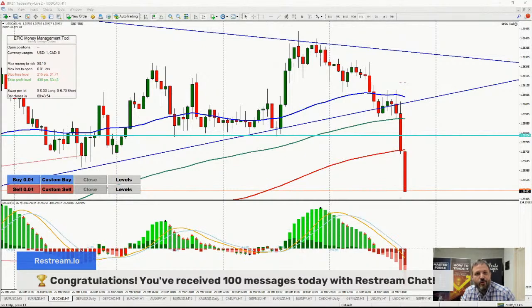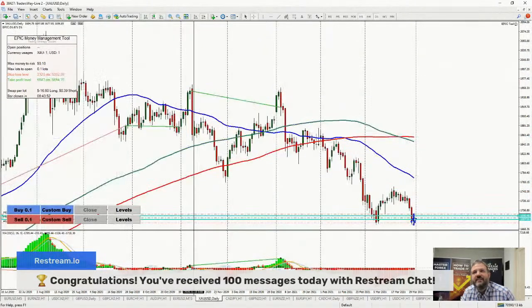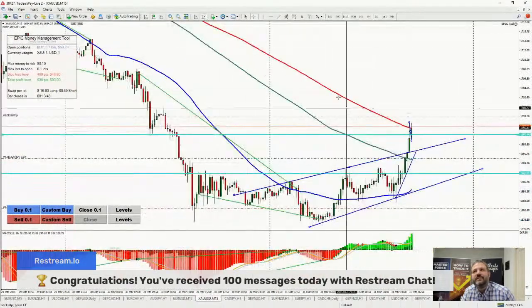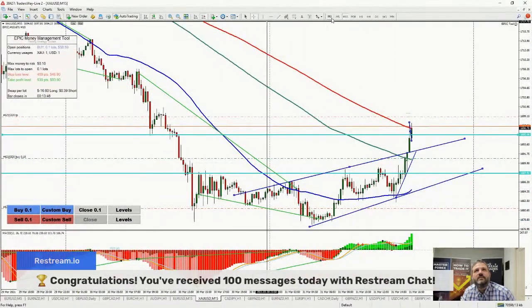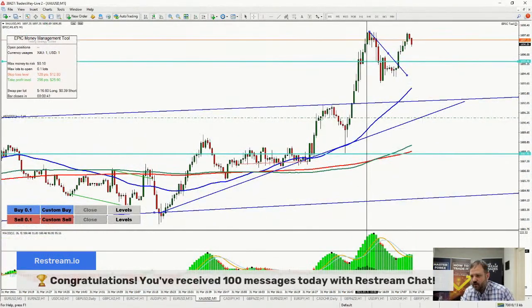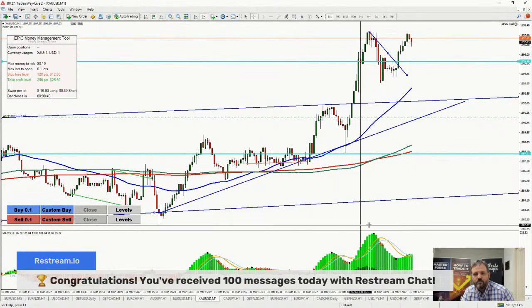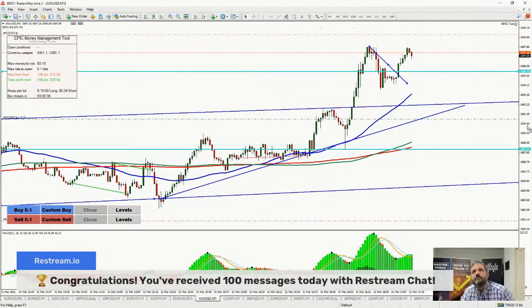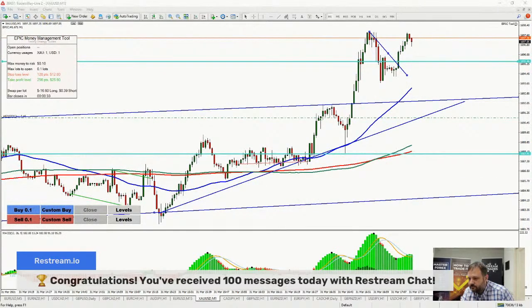All right, let's look at gold. What is gold doing? What is sneaky little gold doing? All right, so we hit our target on the USD CAD.